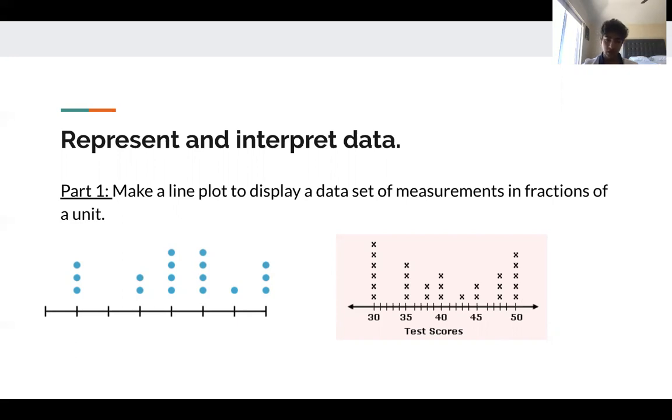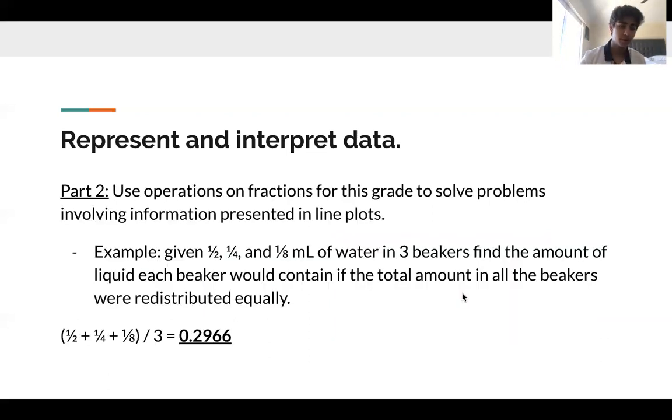So since there are 6 X's above 30, that means 6 students scored 30 out of 50 on the exam. Since there are 4 X's above 35, that means 4 students scored 35 out of 50 on the exam. And so on until you kind of reach 50. So it's really just an effective way of showing data and then being able to represent it in a data table or in a line plot similar to these two. Cool. Let's go ahead and look at part two.